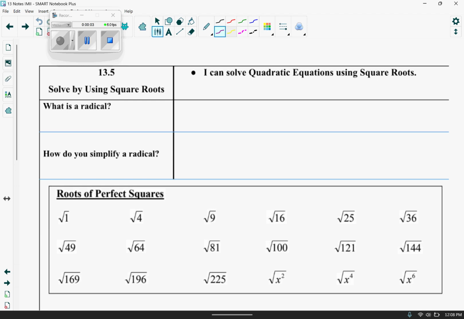So we are in 13.5. This is going to solve quadratics by square roots. So there are three ways we're going to be able to solve. The first way we're going to be able to solve is by factoring. The second way is by square roots. And then the next way is going to be the quadratic formula.